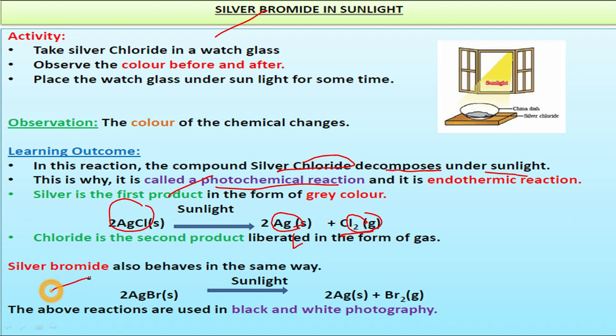Let's talk about another reaction which is also a photochemical decomposition reaction, where silver bromide is taken, and when it is kept in the watch glass under the sunlight, it is converted to silver, which is a gray colored element, and bromine gas is released. So both the reactions are used in black and white photography. This decomposition of either silver chloride or silver bromide is utilized in black and white photography.